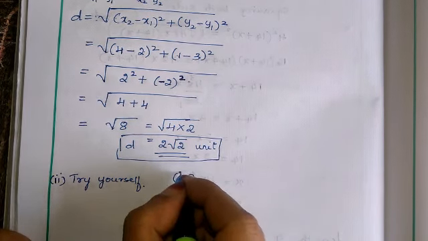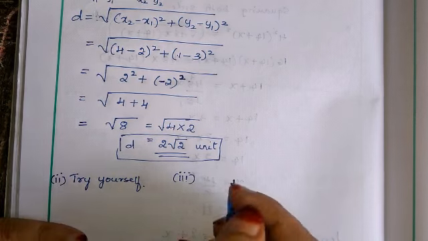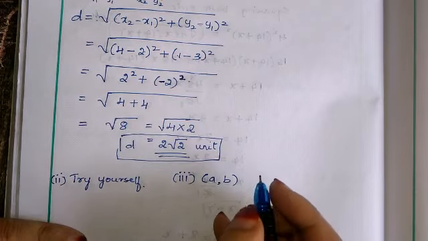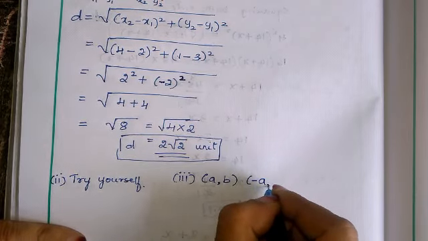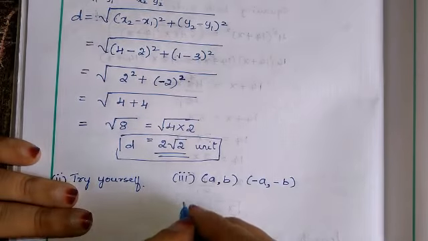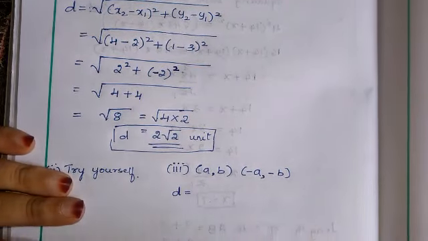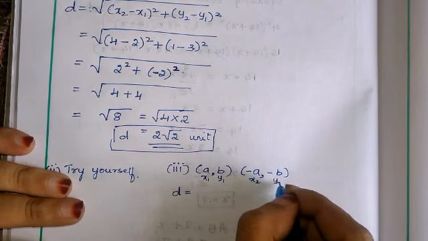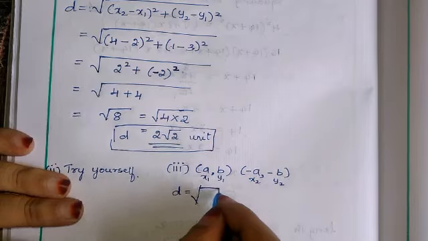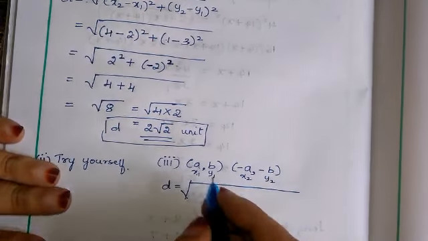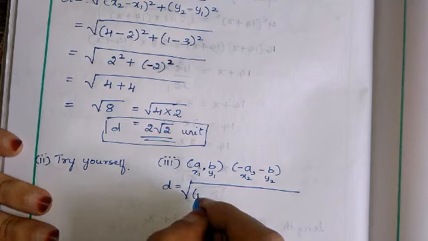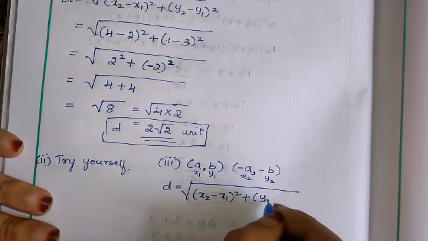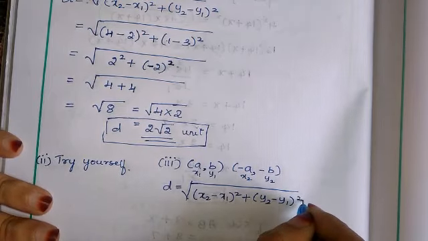The third one has alphabets given. So I will write here (a, b) and (-a, -b). Now we have to find the distance between these two. Let us consider this is x1, this is y1, this is x2 and this is y2. So what do we have to find between them? Distance. We know the distance formula is root of x2 minus x1 whole square plus y2 minus y1 whole square.